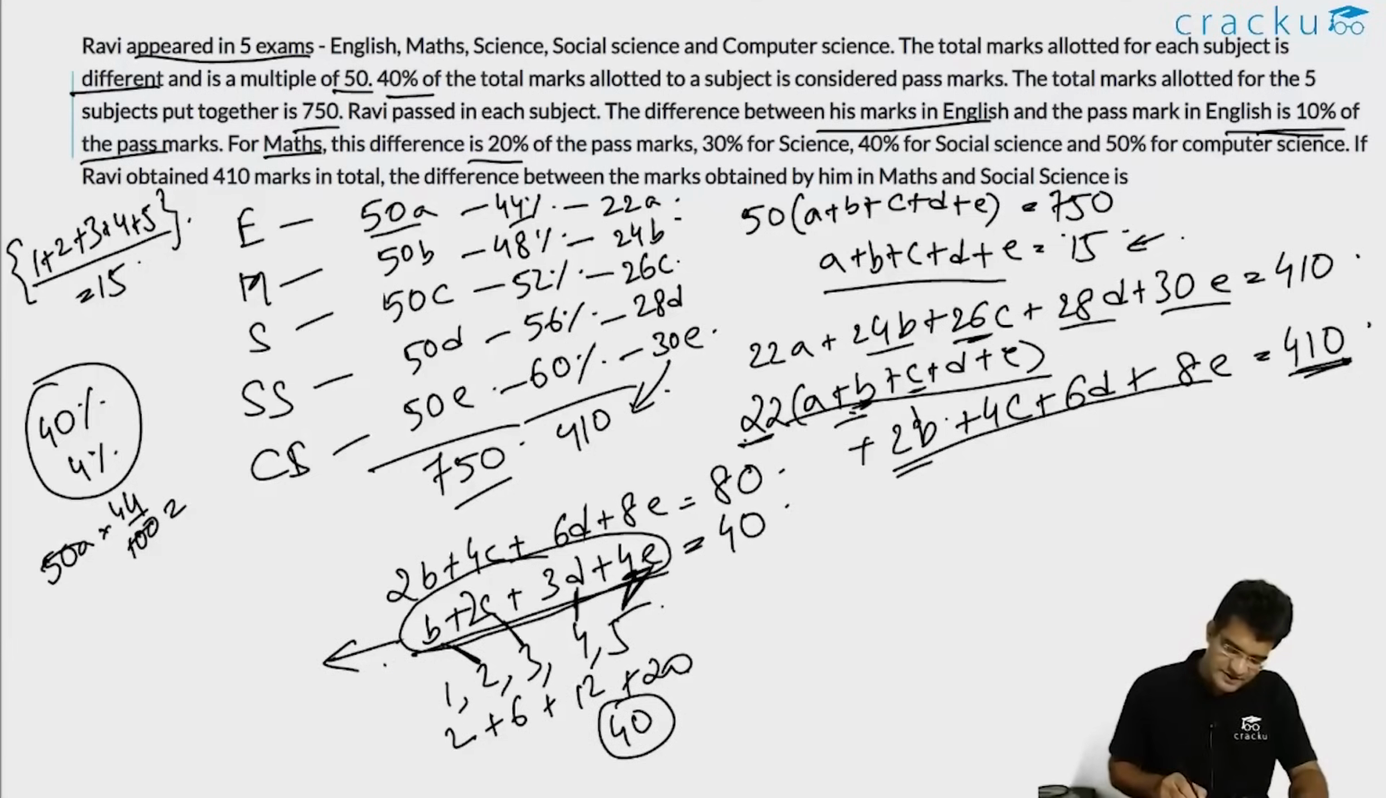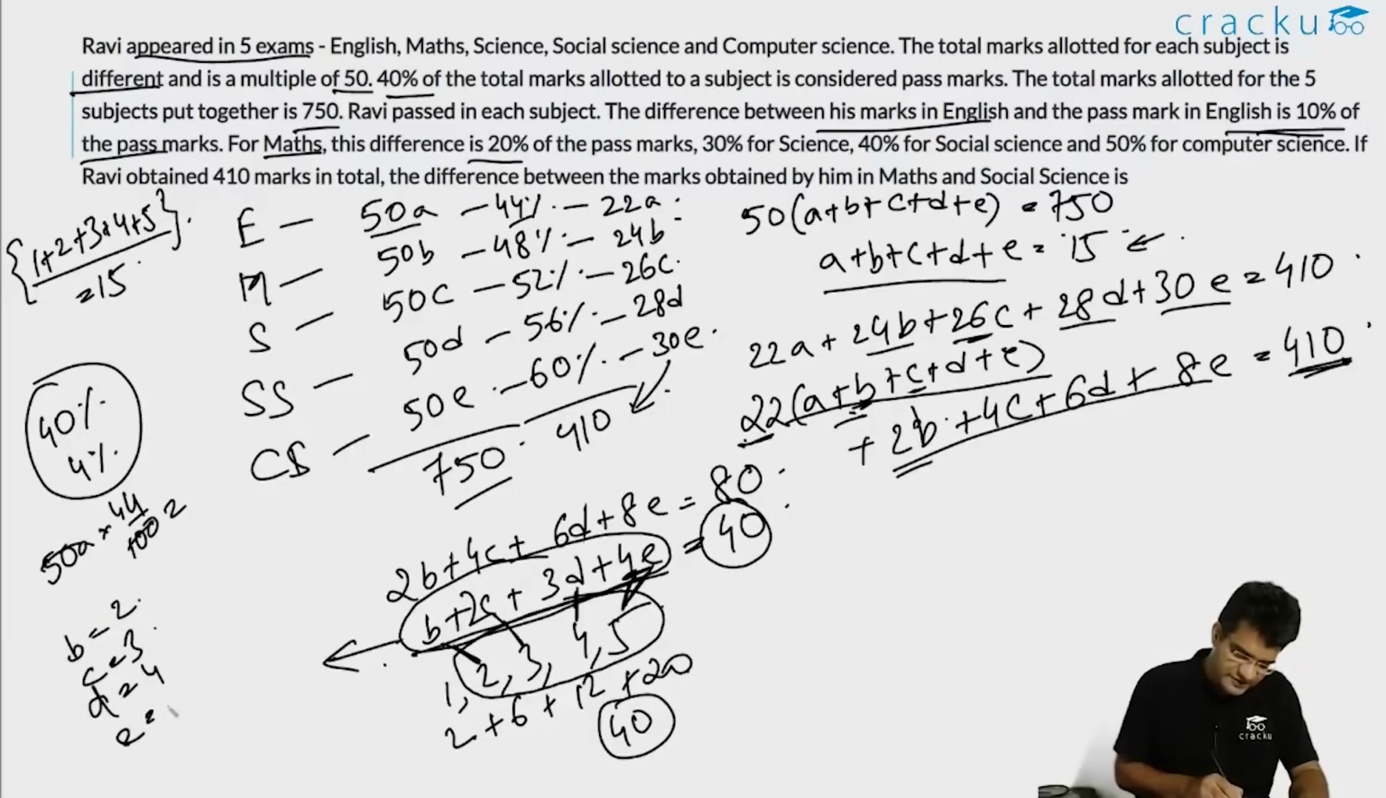And this happens when B is equal to 2, C is equal to 3, D is equal to 4 and E is equal to 5. But as we are given that the value of B plus 2C plus 3D plus 4E is equal to 40, it would imply that B is equal to 2, C is equal to 3, D is equal to 4 and E is equal to 5.